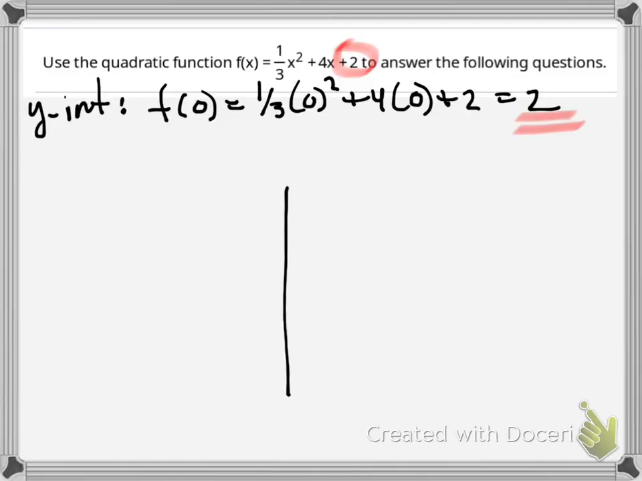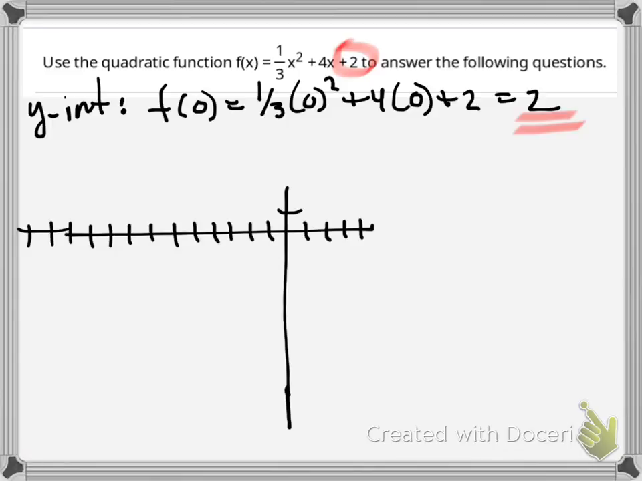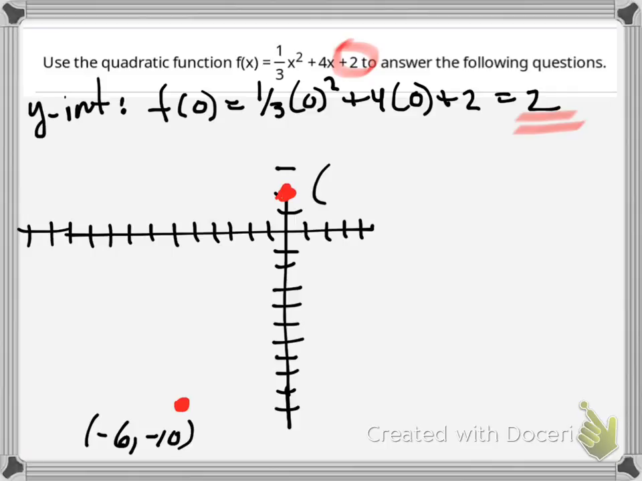All right, let's see if we can go through and graph this information. We know that the vertex is negative 6, negative 10. That's our vertex. We know that this parabola opens up because a is positive. A is 1/3, and that's a positive number, so this parabola is going to open up. We know that the y-intercept is 2, so there's a point on the y-axis at 2. We know that the axis of symmetry is x equals negative 6.